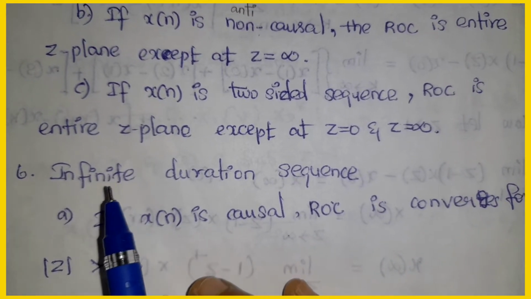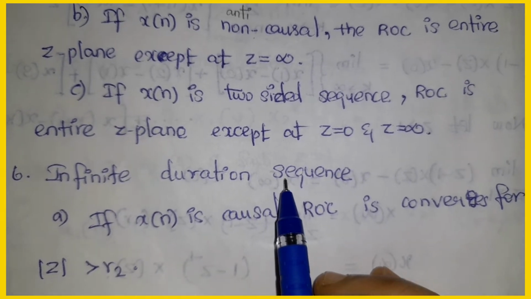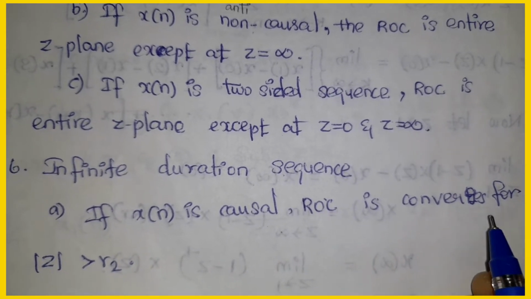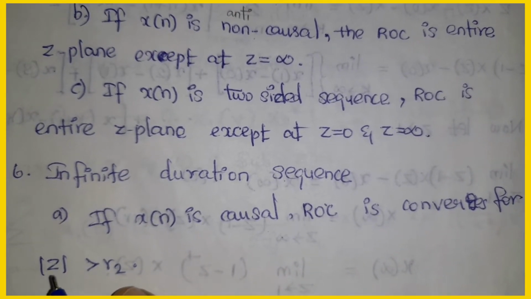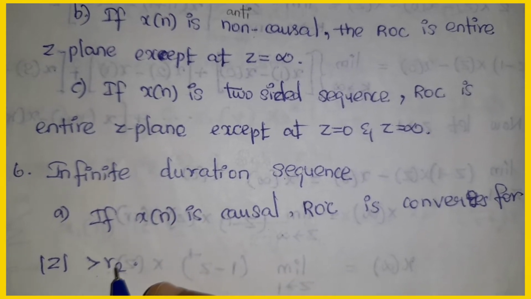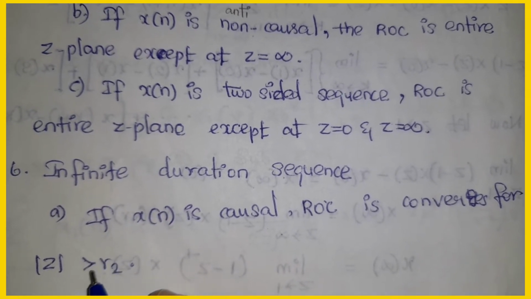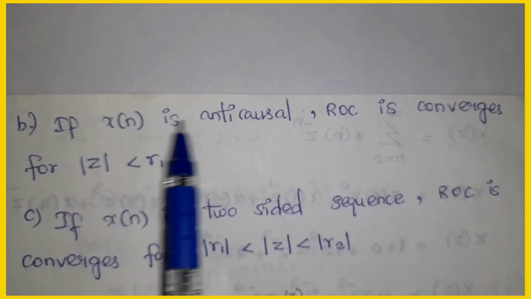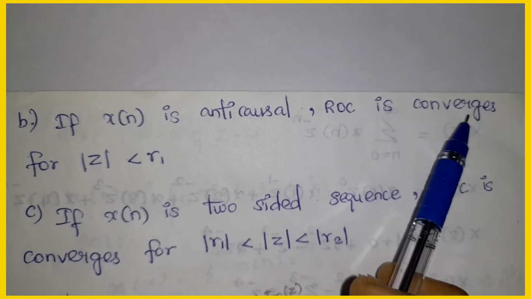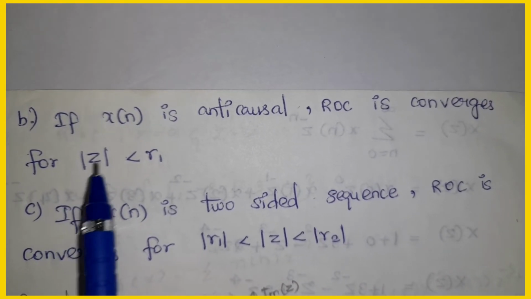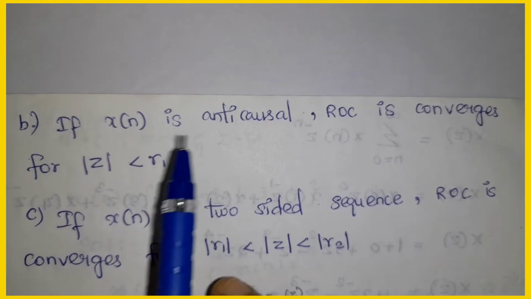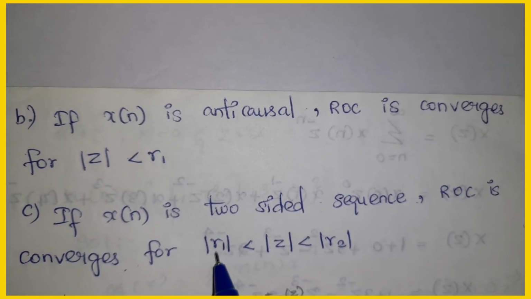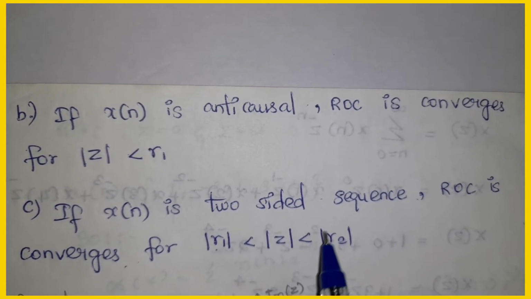Likewise, next the condition for infinite duration. It has three conditions. If x of n is causal, the ROC converges for modulus of Z greater than R2. So this is the first condition. Second condition, if x of n is anti-causal, the ROC converges for Z less than R1. If it is a two-sided sequence, the ROC converges for R1 less than Z less than R2.